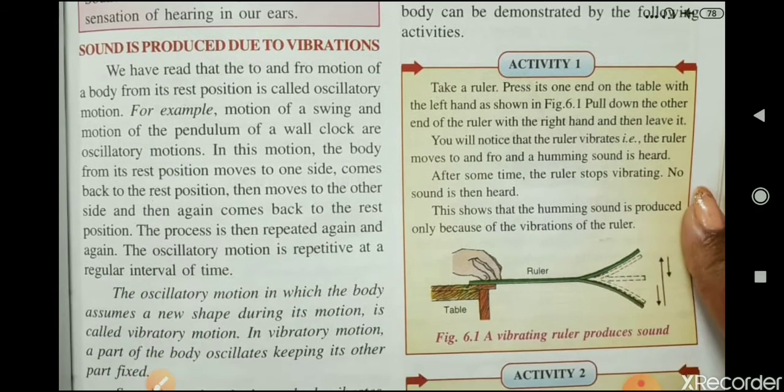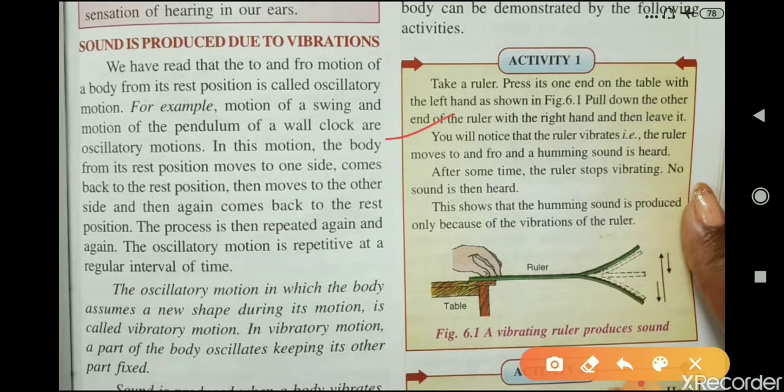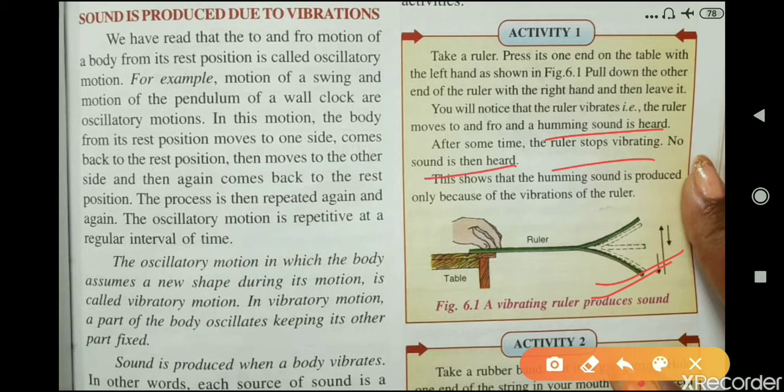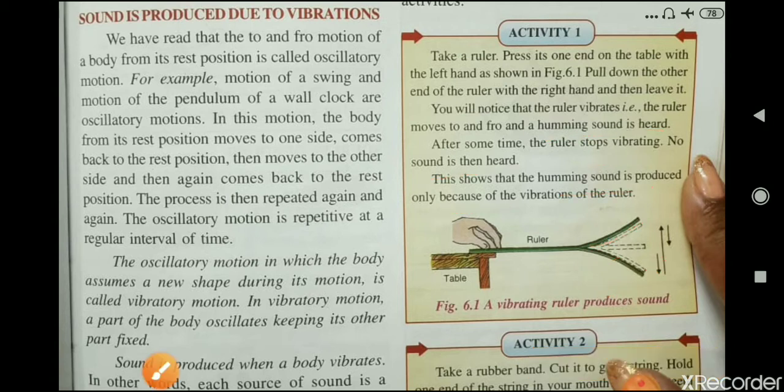The production of sound by a vibrating body can be demonstrated by the following activity. As you can see here in this picture, a ruler is shown, and one end of the ruler is fixed here, and the other end is vibrating. Because of this to and fro motion of the ruler, a humming sound is heard, and after some time the ruler stops vibrating and no sound is then heard. This shows that the humming sound is produced only because of the vibrations of the ruler. Means when the ruler vibrates, it produces sound, and when it stops, the sound ceases.